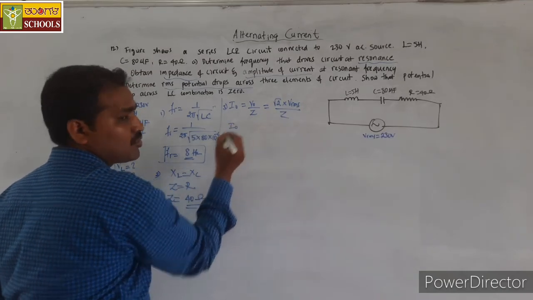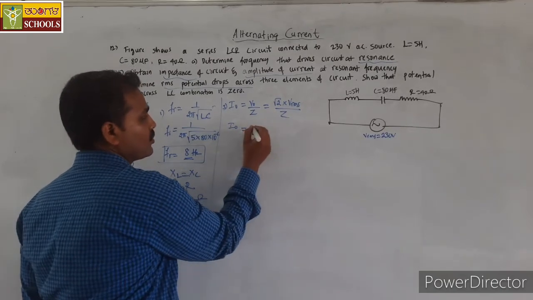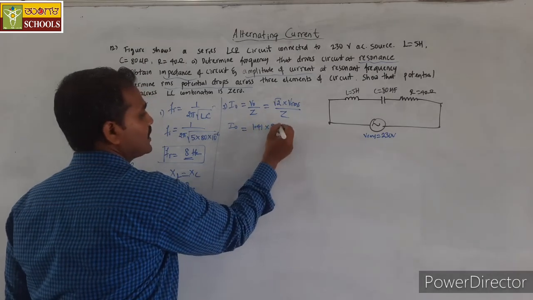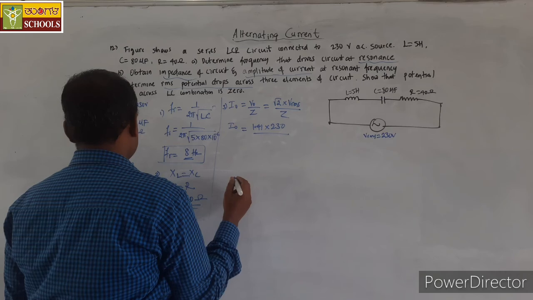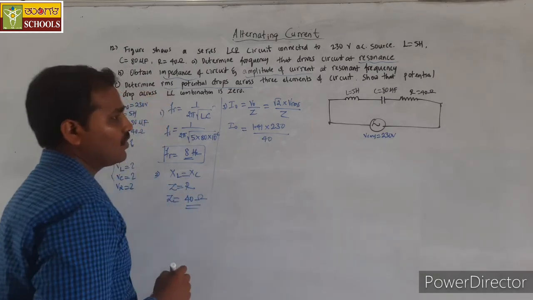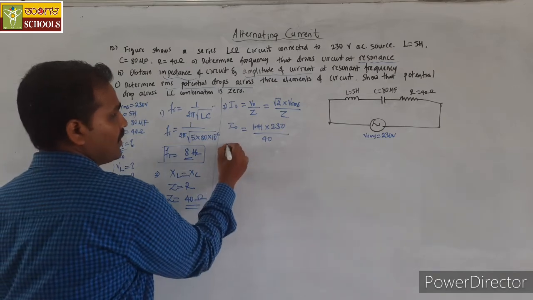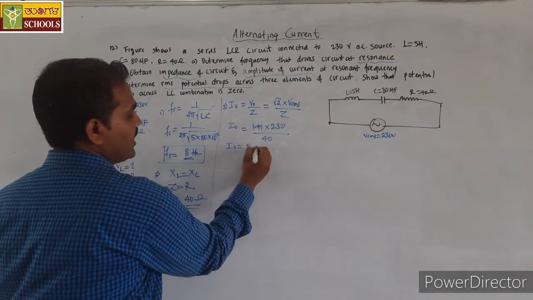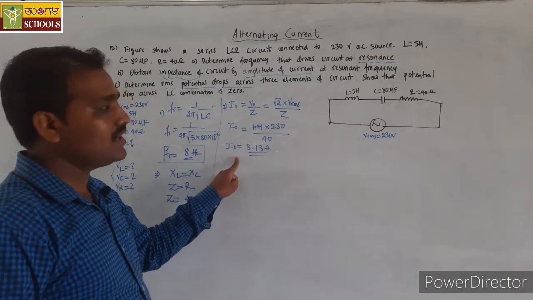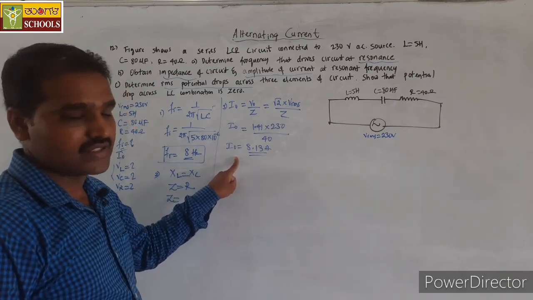Let us substitute the values here. I get I naught is equal to square root of 2, 1.41, into 230 divided by Z, which is nothing but R, that is equal to 40. I will get this value of I naught is equal to 8.13 amperes. That is the peak value of the current at resonance.